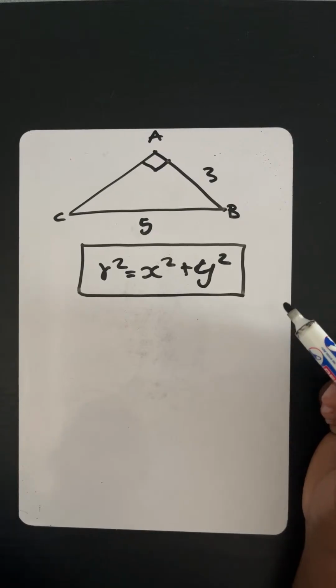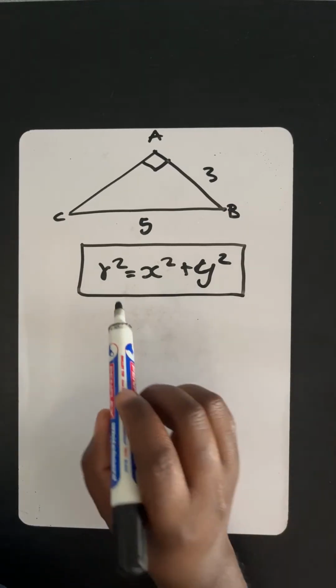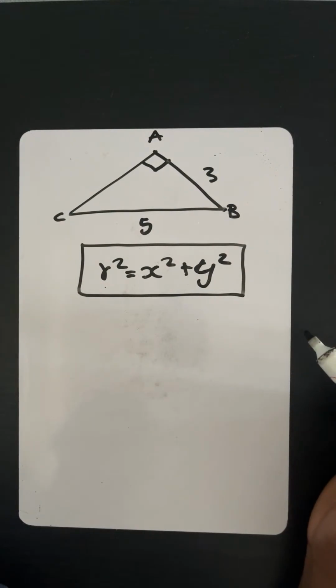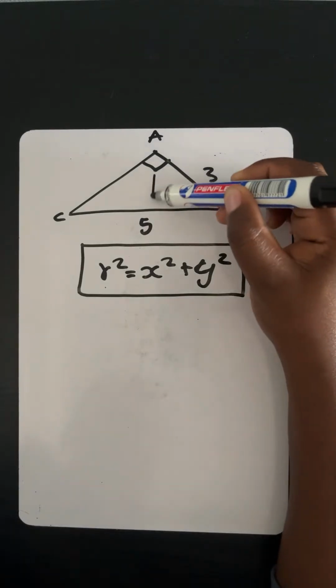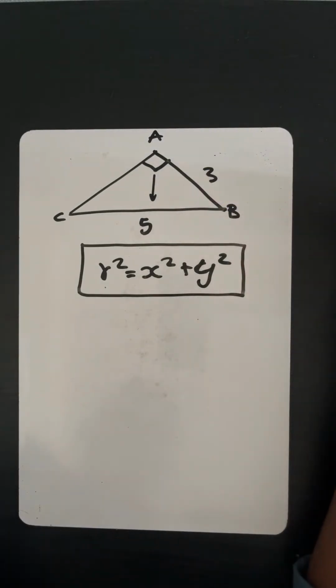But most importantly, before you do much, you must always know the r side. If you do not know the r side, then you're going to be in trouble. You might get it wrong. Because the moment you know your r side, you'll be able to substitute correctly and know what you need to calculate. So now let's see. The r side will always be the side facing that 90 degrees, as I've explained.